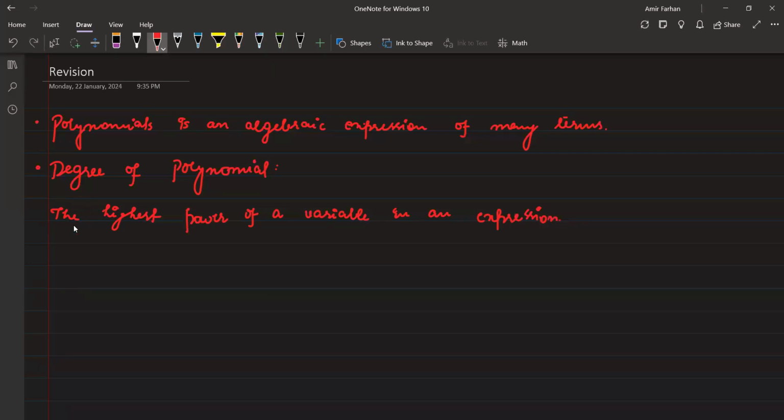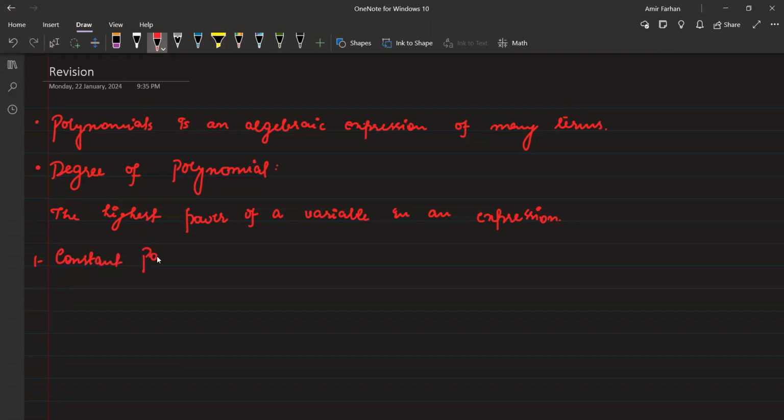So, okay, highest power of a variable in an expression. One more thing is that we are talking about a one variable polynomial, because in two variable polynomials, the approach will be something different to calculate the degree of a polynomial. But right now we are only having one variable polynomial, so we'll be talking about only one variable. Okay, on the basis of degrees, we have four types of polynomial. First one is constant polynomial.